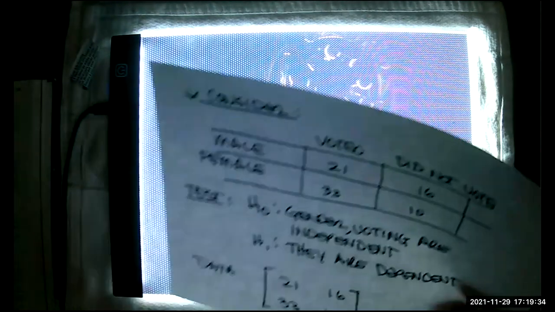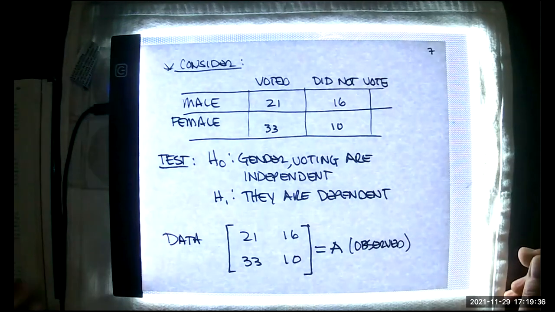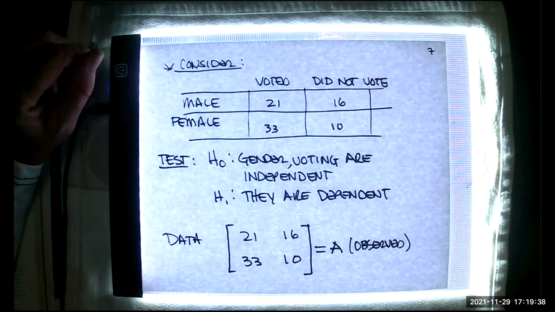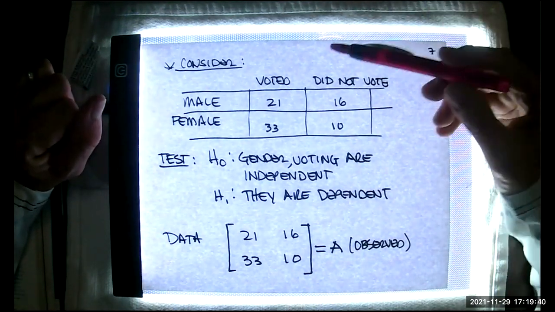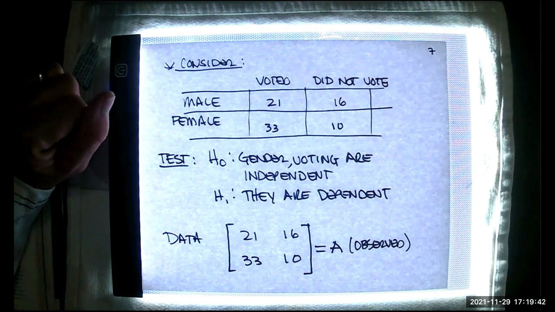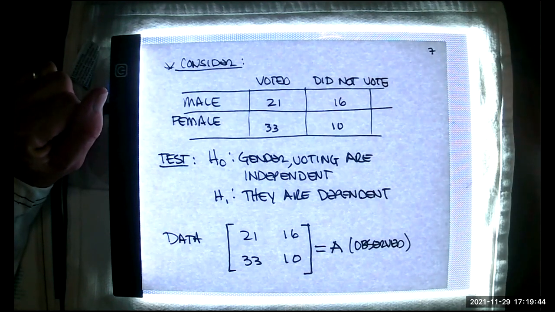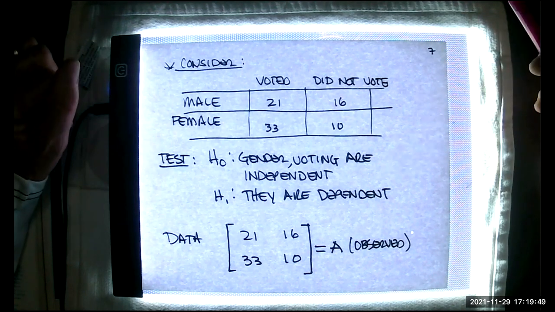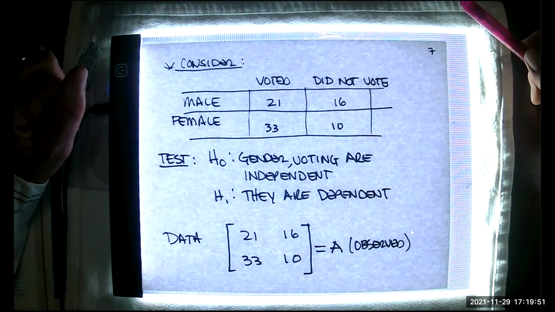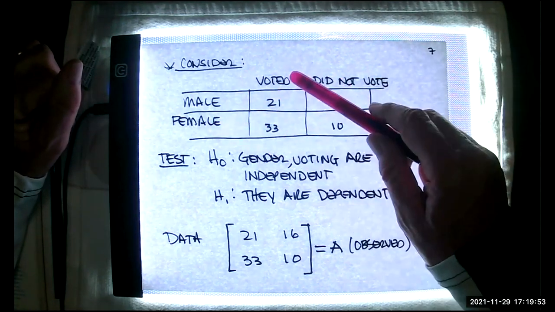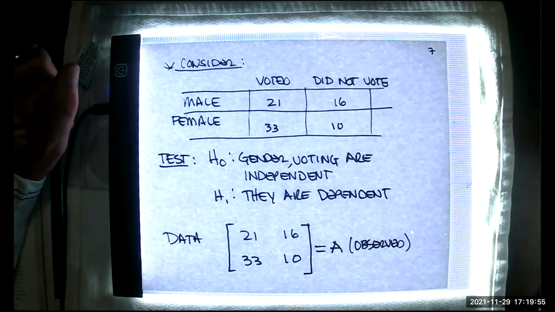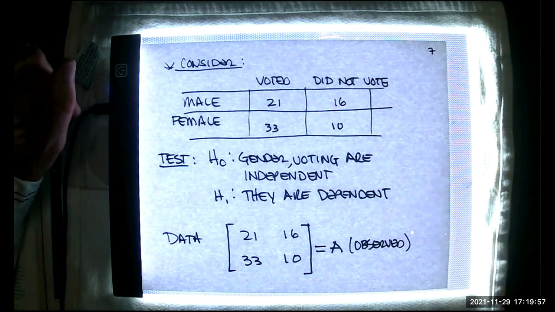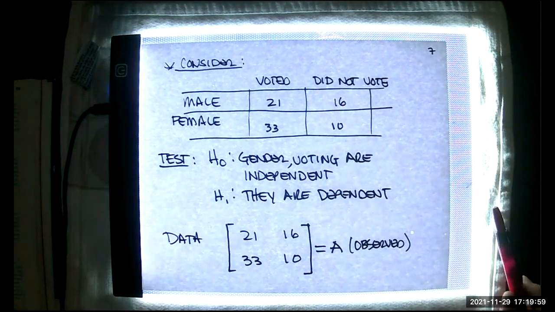Let's consider a two-way frequency table here. We went out, we asked a group of people their gender, and then we asked them if they voted or did not vote in the most recent presidential election. And we are going to test at some point that gender and voting are independent. There's no real link between if you're male or female and if you vote or don't vote. The alternative is that they are dependent and there's some sort of link.